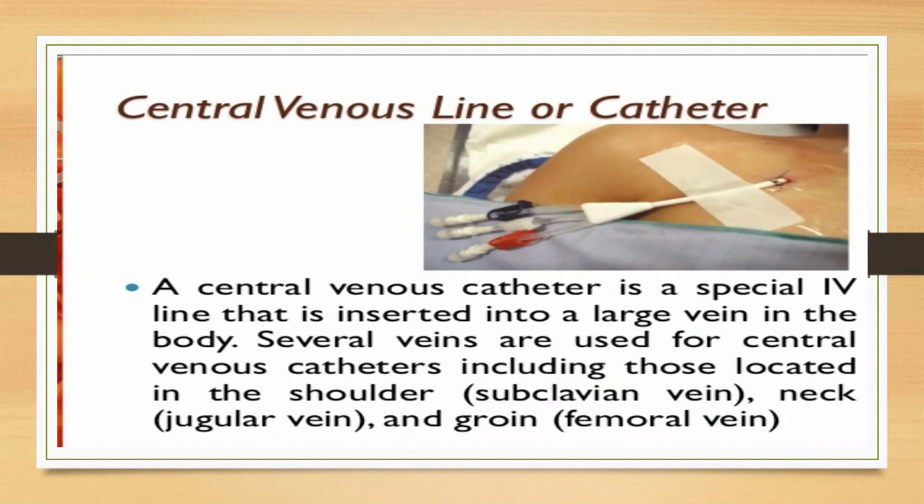A central venous catheter is a special IV line that is inserted into a large vein in the body. Several veins are used for central venous catheter, including those located in the shoulders, that is the subclavian vein, the neck, which includes the jugular vein, and the groin, that is the femoral vein.